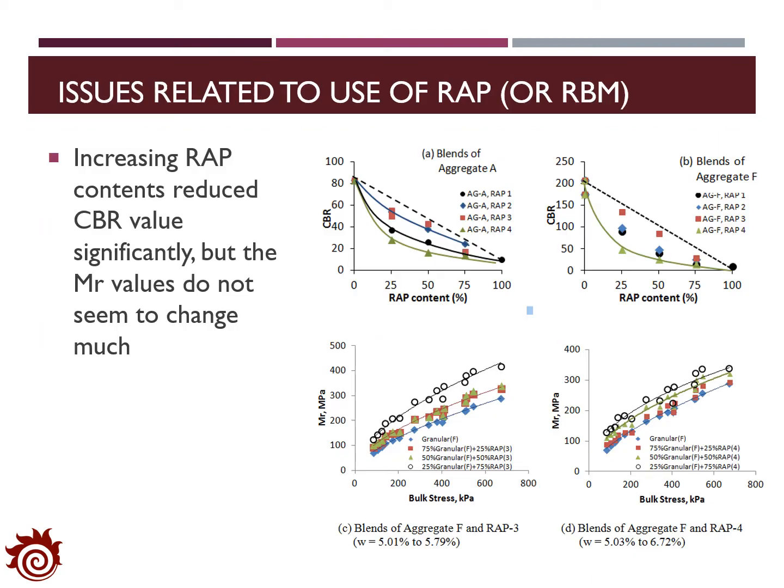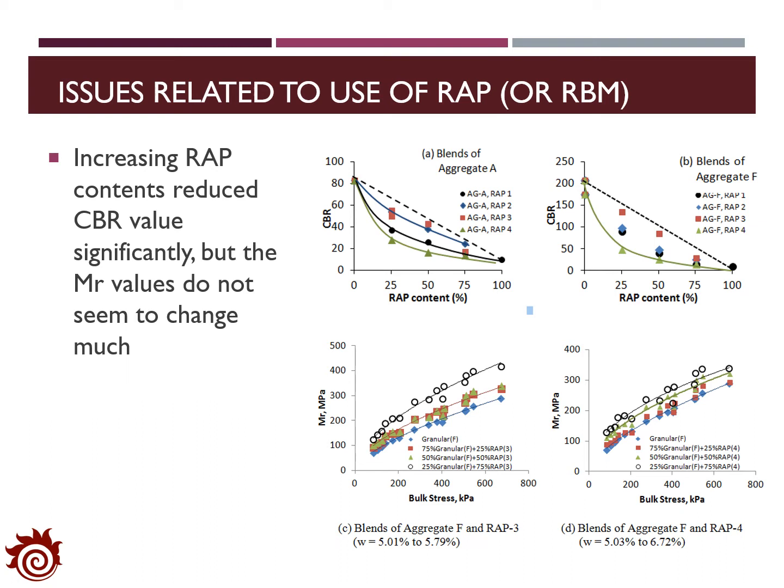There are some critical issues we need to take care of when using the reclaimed materials for pavement design. Actually, the contents of the reclaimed materials have a very significant impact on the soil properties. From the two figures on the top, we can find the relationship between the CBR and the RAP contents. We see that by increasing the contents of RAP, the CBR values can be reduced dramatically, which means that the strength of the soil will become much smaller.